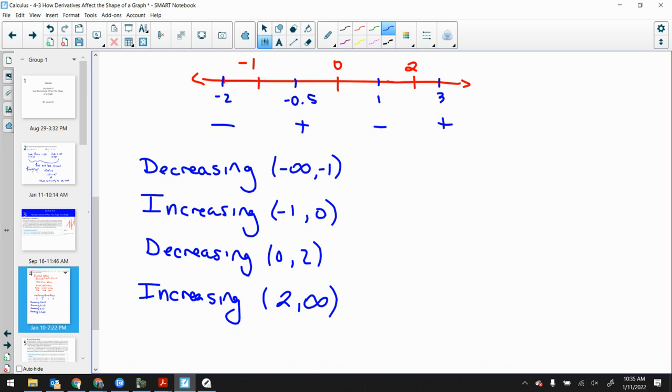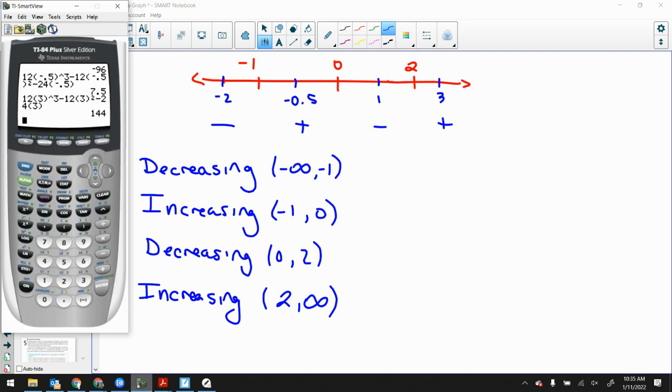Yes, sir? How do you know that again? Based on the signs. It was negative. How did you get the signs? We plugged in negative 2. Okay. Yeah, that was me doing these calculations. Since it was negative 96, I knew that it was going to be negative. Since it was positive 7.5, it's positive. 1 we did by hand, and then 3 turned out positive as well.